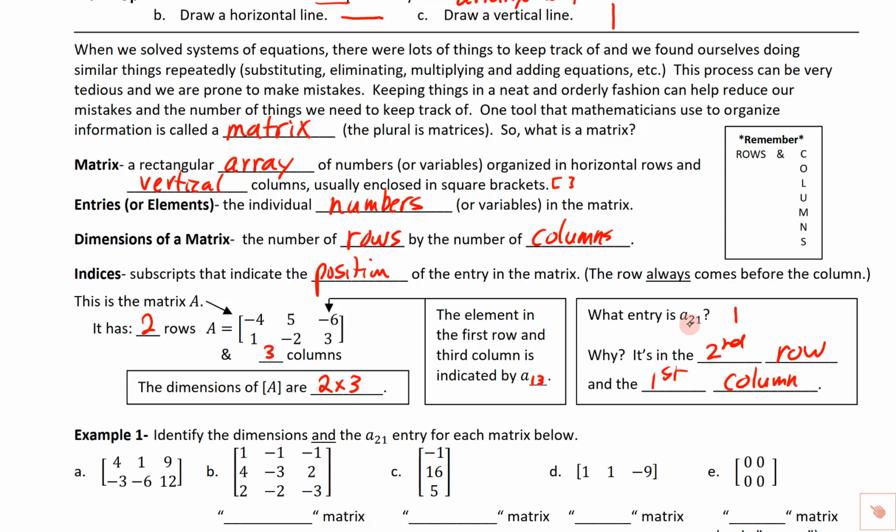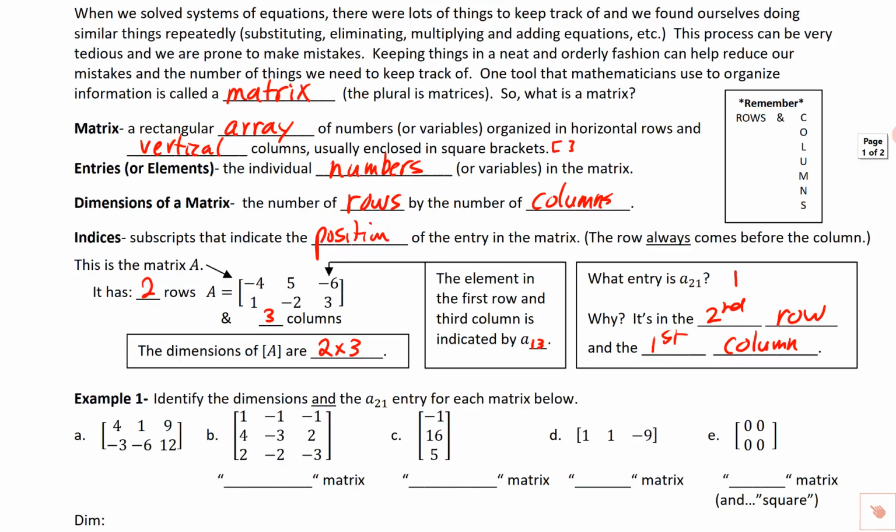first column. So the number that comes first is always going to be a row. The number that comes second is always going to be a column. Just like over here, the number of rows in the dimensions of the matrix comes first. The number of columns in the dimensions comes second.